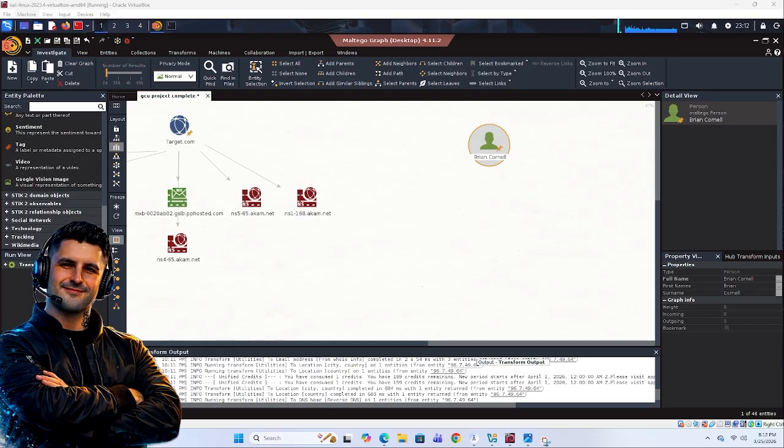After assessing the technical infrastructure, I introduced a human target into the investigation, Brian Cornell, who is CEO of Target. Identifying a C-suite executive is important because executives can be targeted directly, or their name and authority can be leveraged to make phishing emails appear more legitimate. This is where OSINT investigation shifts from technical intelligence to human intelligence.